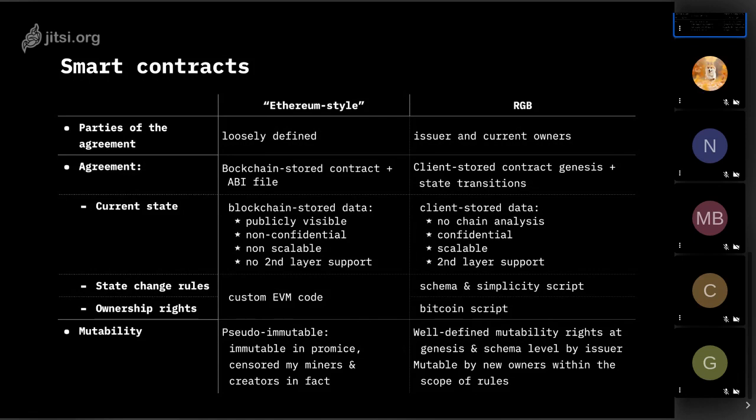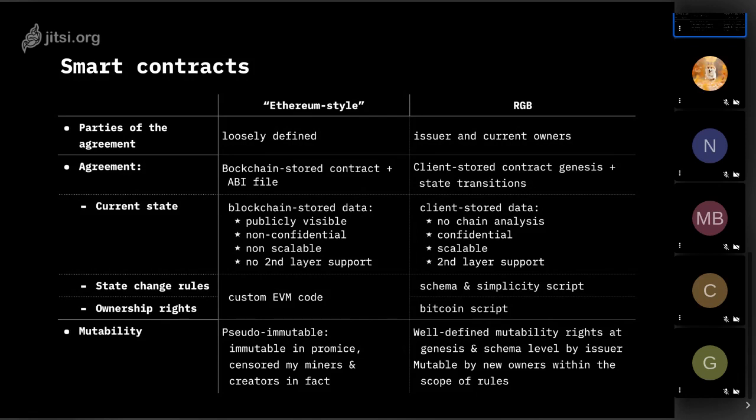Unlike that, with RGB, the only parties of the agreement are the issuer and the current owners, and miners can't know how to affect them. The agreement, in the case of usual smart contracts, is stored in the blockchain, and it requires some additional application binary interface information, while with RGB, it is stored by the clients, by the actual owners, within the state transition and genesis.